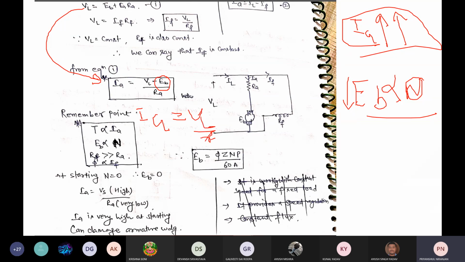I told you RA is 0.1 to 0.2 ohm. So if we assume that RA is 0.1 ohm and the VL supply is approximately 220 volt, 220 or 230, then IA is approximately 2200 ampere. So IA is very high at starting and can damage the armature winding. So how do we reduce the armature current?